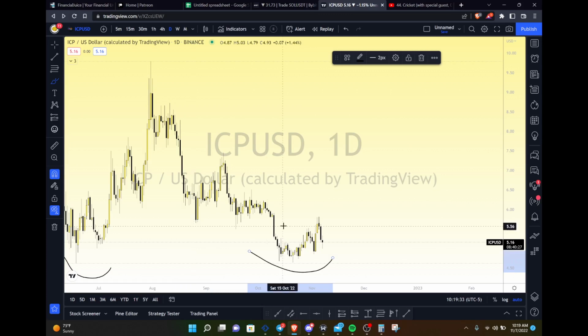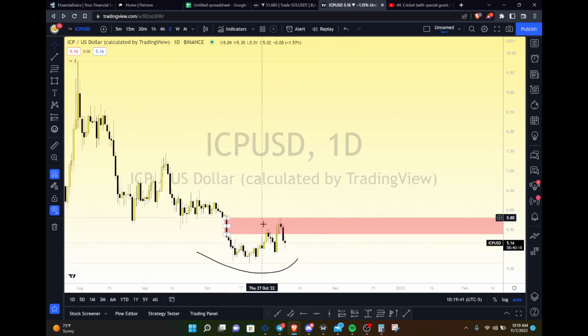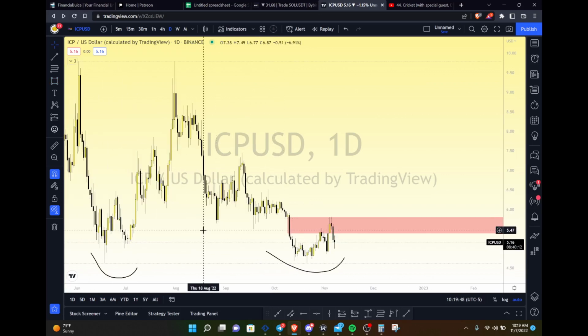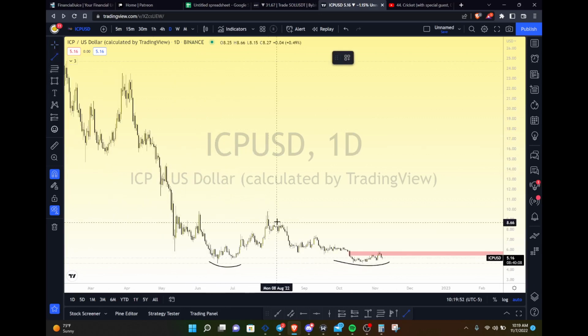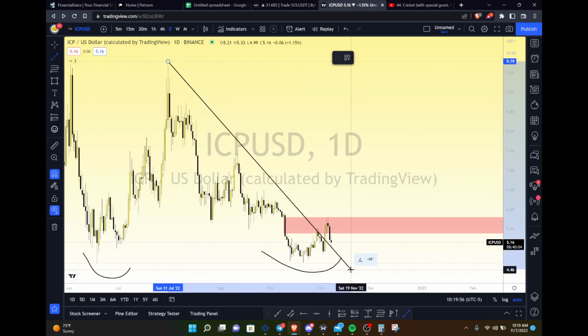My only issue with ICP is, for whatever reason, it hasn't had any follow through. But as we can see, it came right up, pretty much filled this entire fair value gap, and it's fallen off. But I would still have a bullish bias for this right now, and I'll show you why. So look at this high pivot right here to this low pivot right here. Let's draw the trend line.